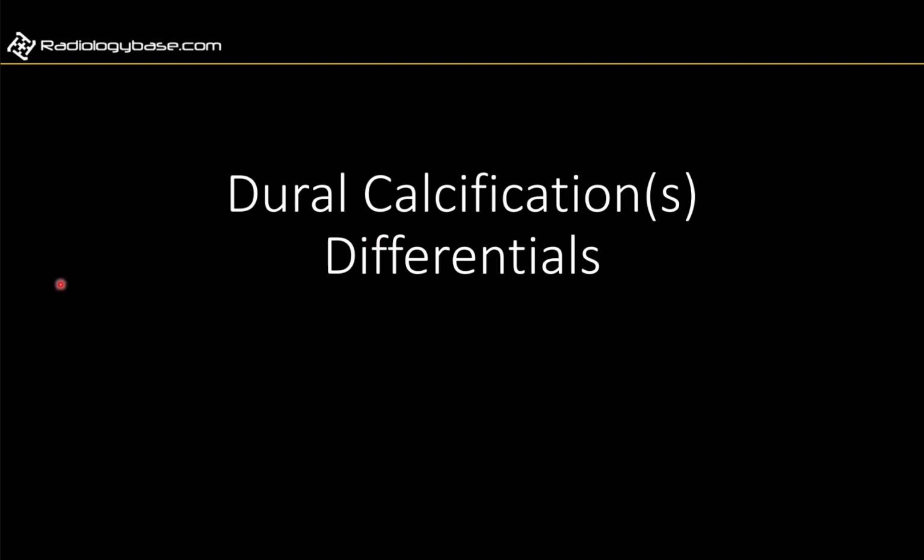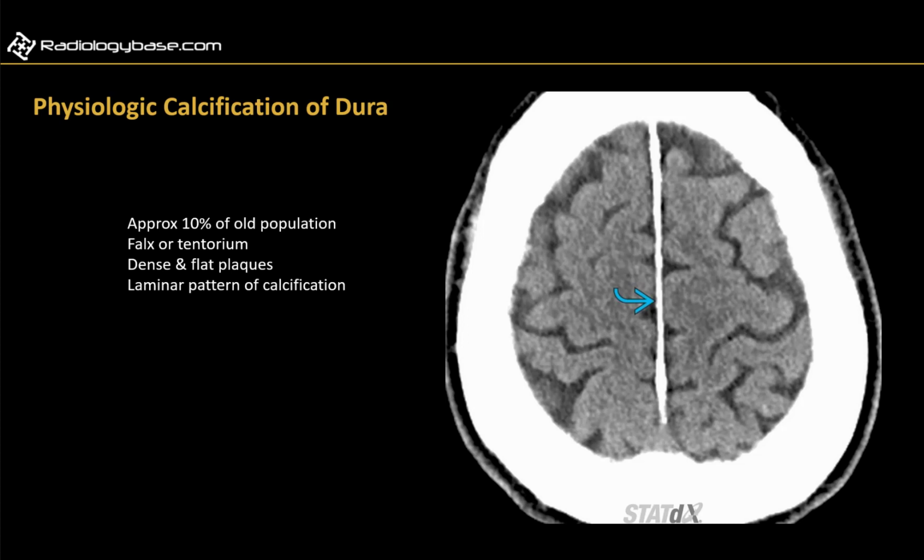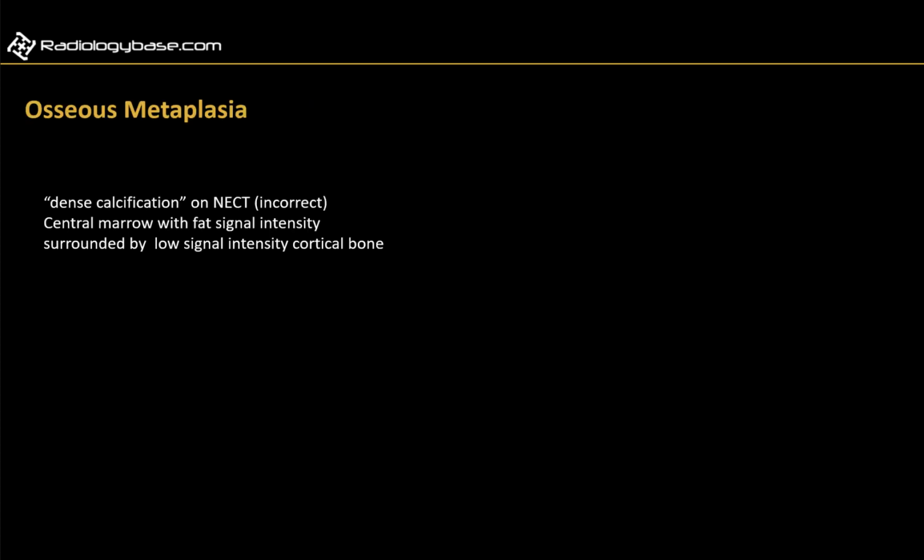So I will be doing a quick review of differentials of dural calcification. The most common is the physiological calcification of the dura, which is seen in almost 10% of the old population. It occurs predominantly along the falx and tentorium, and they appear like dense and flat plaques of calcification showing a laminar type of pattern. So most are seen along the falx cerebri.